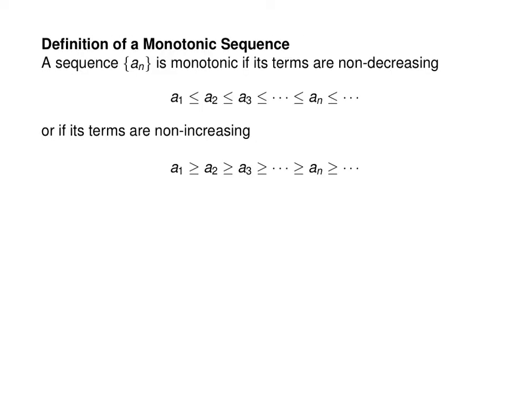The last thing we are going to discuss are monotonic and bounded sequences. A monotonic sequence is a sequence where the terms are either non-decreasing or non-increasing. What that means is that for non-decreasing, successive terms are greater than or equal to previous terms, and for non-increasing, successive terms are less than or equal to previous terms.